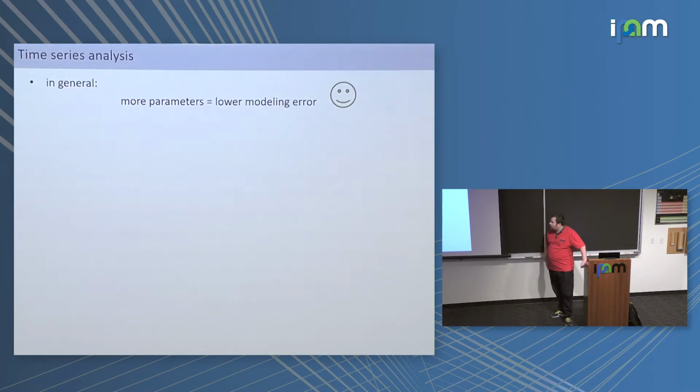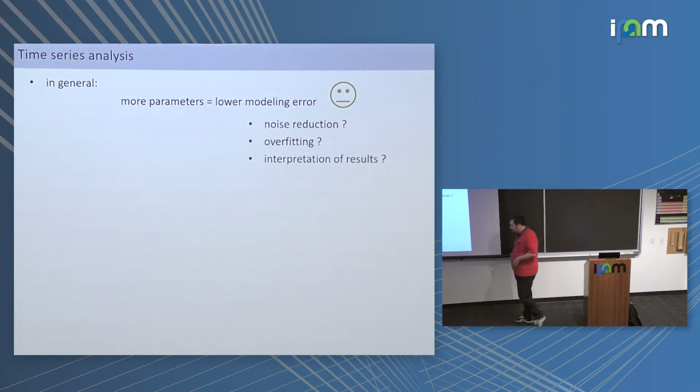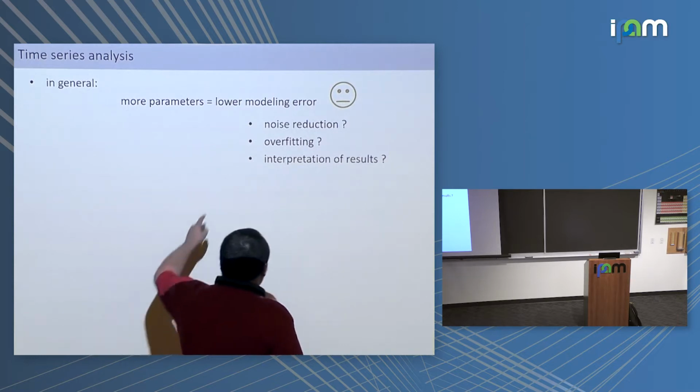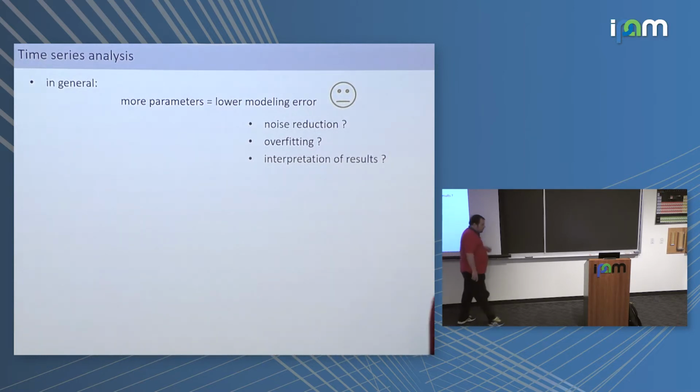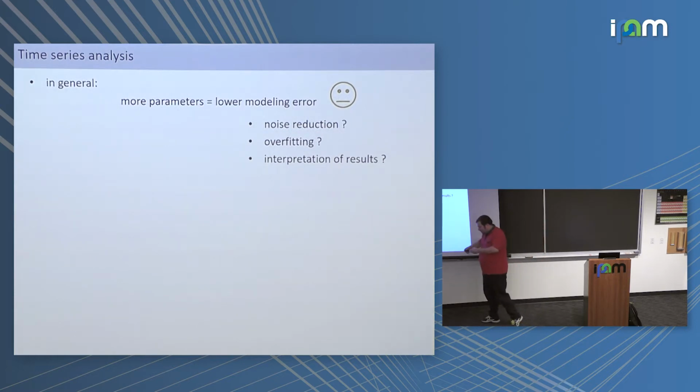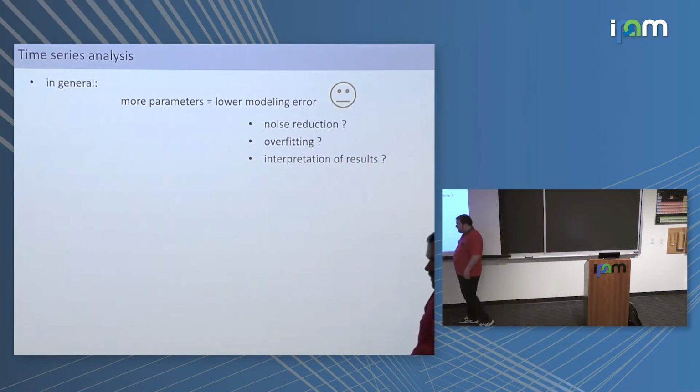Yes, we have a lower modeling error. However, we didn't reduce the noise, because we capture this noise in our model too. This is something called overfitting, and there is also a problem with the interpretation of the results, because when we are talking about such a complex model, it's quite hard to say which parameter of this model means what.